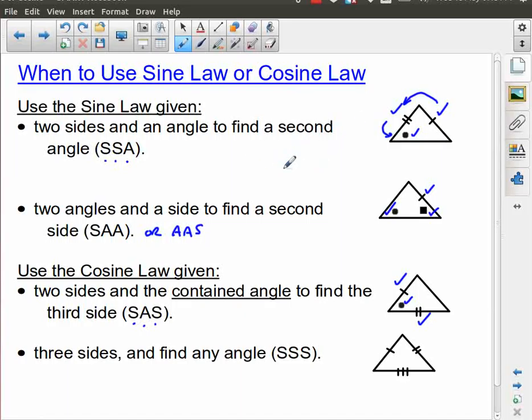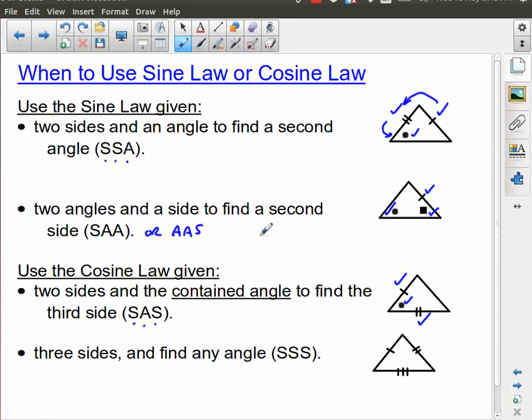Am I going to use sine law or cosine law? Am I going to use something like the angle sum theorem? For example, here, I have two angles and a single side. Well, I can make a decision immediately to use the angle sum theorem to find the third angle. But when it comes to finding one of the other sides, I'm going to have to use the sine law. So let's take a look now at each of these cases individually.